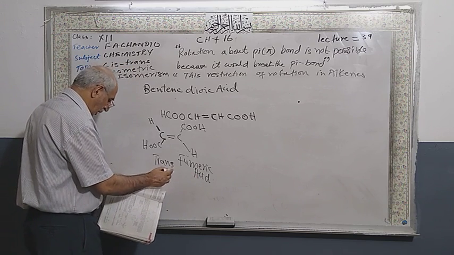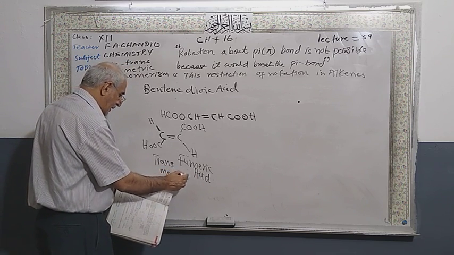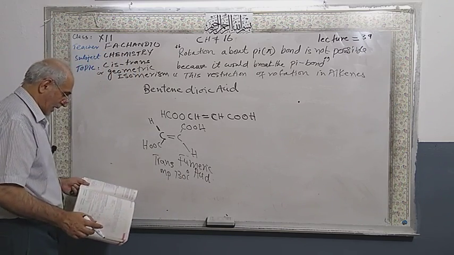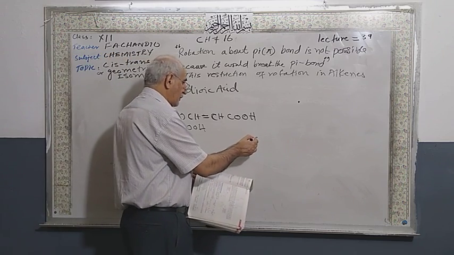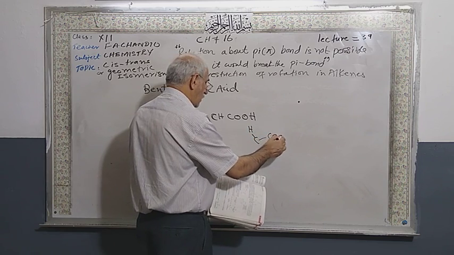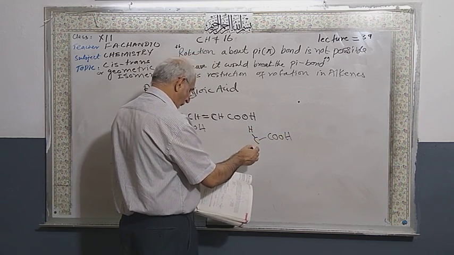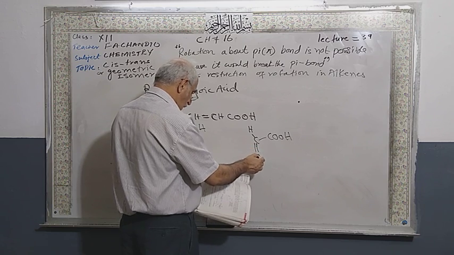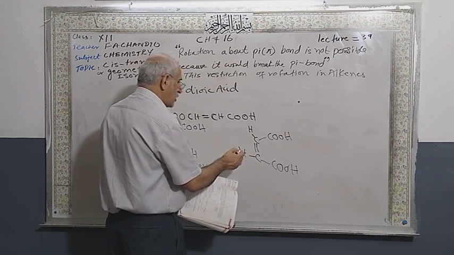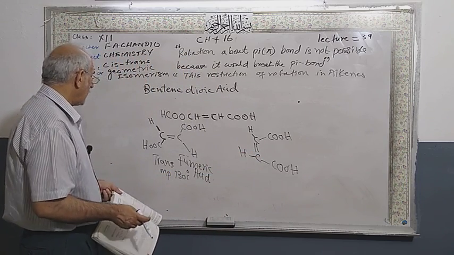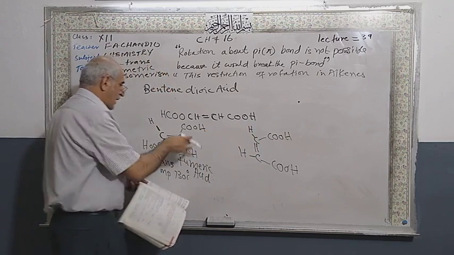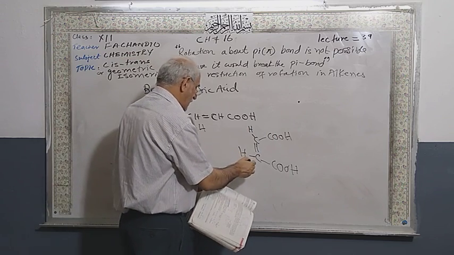And melting point is 130 degrees centigrade. This is the trans fumaric acid. And if, like this one, the carbon-carbon double covalent bond has both groups on the same side, so here two bulky groups are on the same side and hydrogen on the same side. Here, different sides. This is called cis.